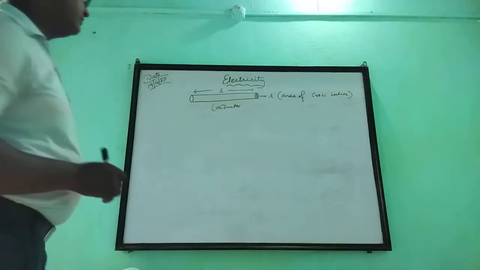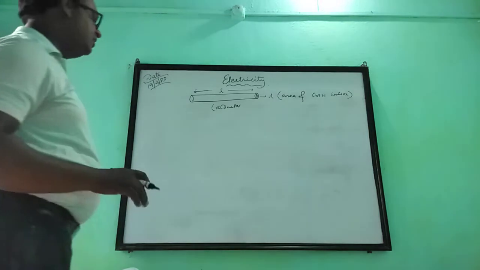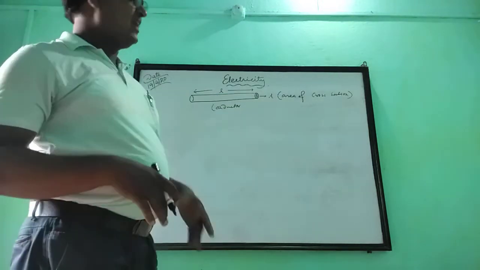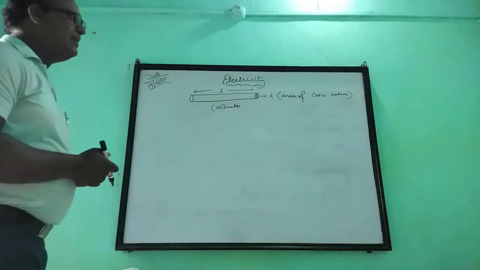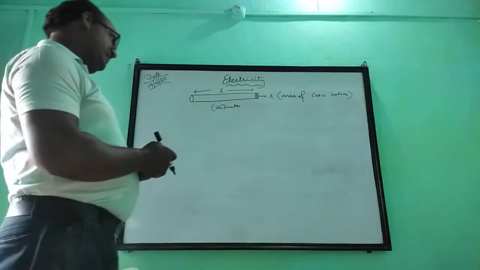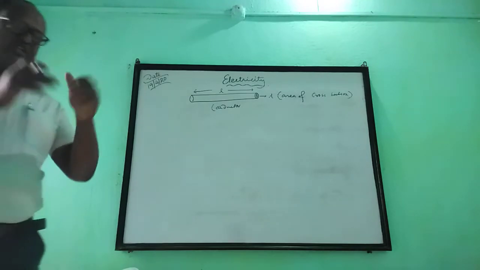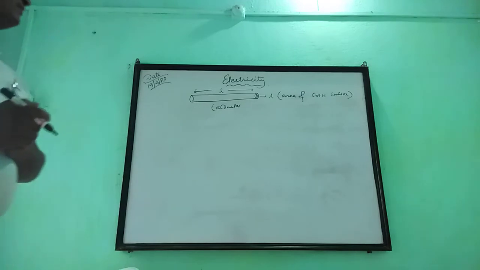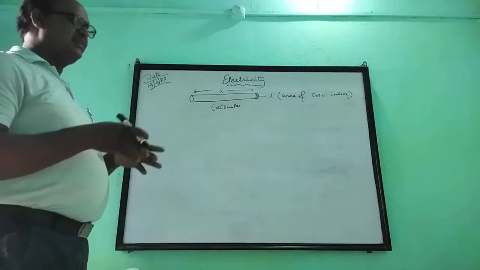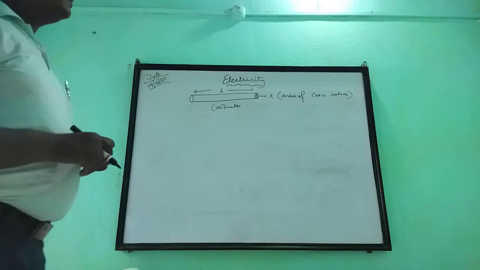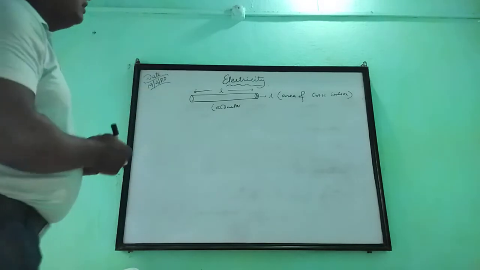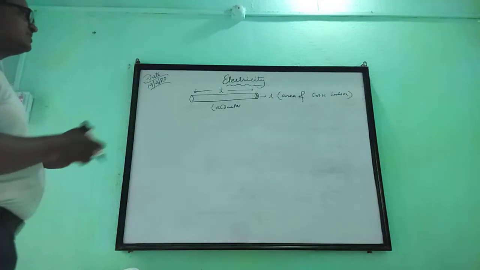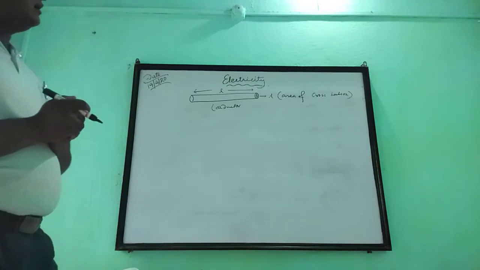L and A. We know that when water flows through a pipe, if the pipe is thick, that means the area of cross section is large, then water can flow very smoothly, and a large amount of water we can get. In the same way, if the conductor is thick, then the obstacle, the resistance, is decreased, negligible sometimes.